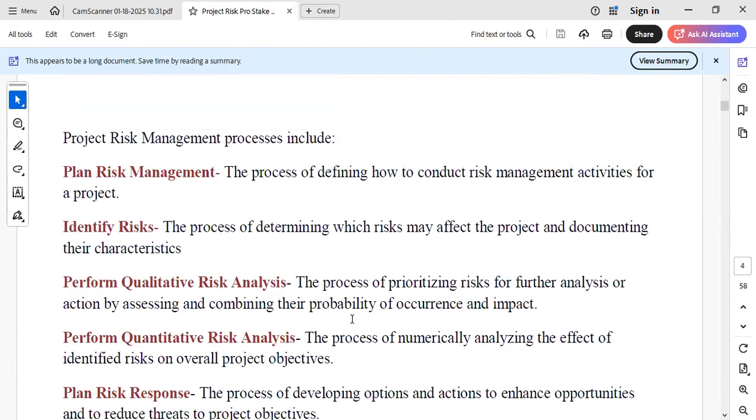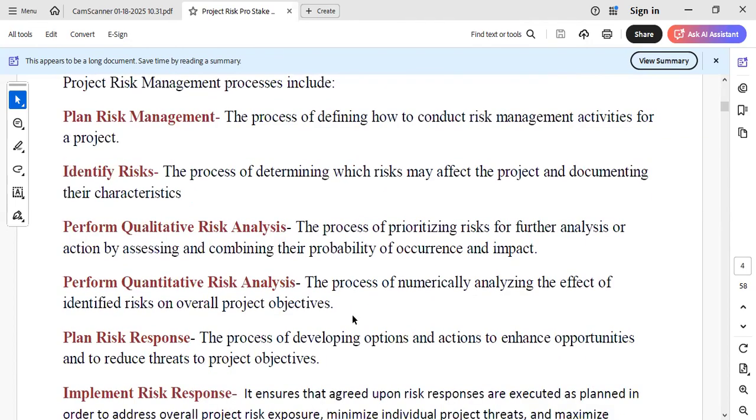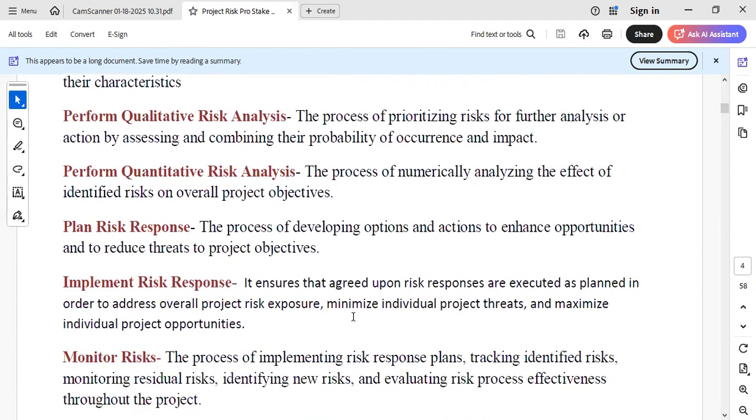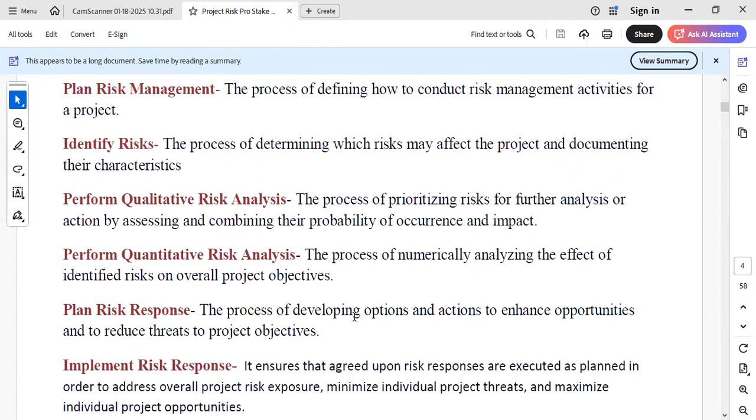So project risk management has some sub-processes we must talk about. The first one is to carry out the plan risk management, where you have an output called the risk management plan. Then second, to identify the risk. This is the process where we will determine which risk may affect our project, and we will document them in the risk register. The risk register becomes the output.